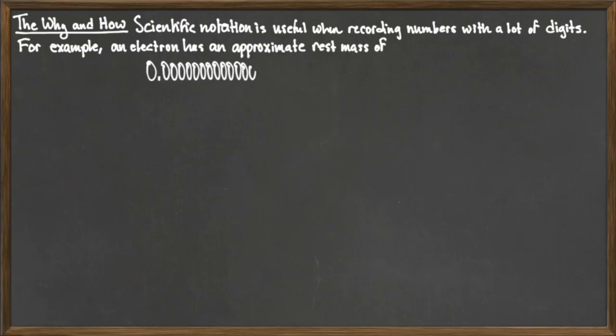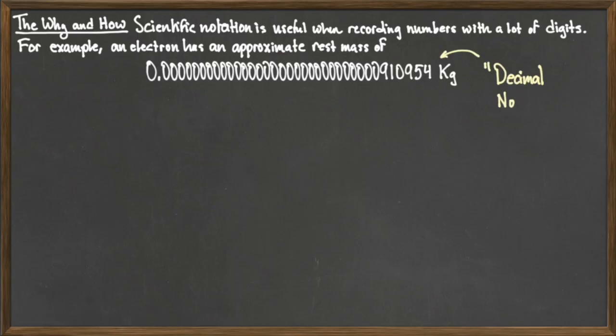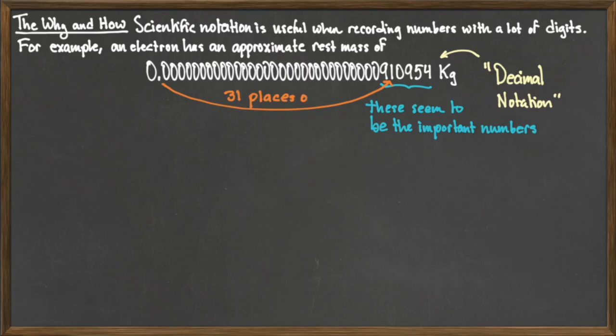For instance, the mass of an electron, as you can imagine, is very small and is expressed as follows. This notation is known as decimal notation, where all the digits are fanned out and shown. But it seems like the numbers starting at 9, way down the line, are the important ones, but the decimal spot has to move 31 places over to even reach these values.